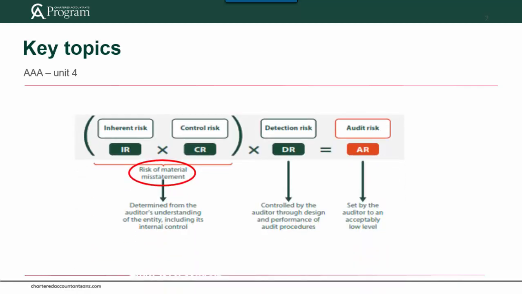Remember from Unit 1, the audit risk model outlined that the auditor's responsibility is to identify and assess the risks of material misstatement through understanding the entity and its environment, the inherent risks, including the entity's internal control relevant to the audit, which relate to control risks. This is the focus of Unit 4.